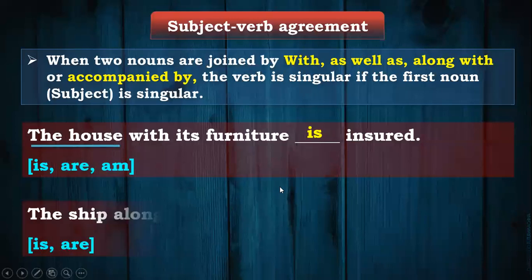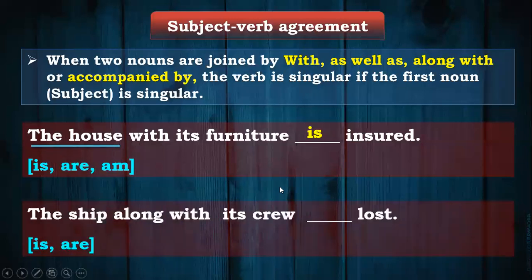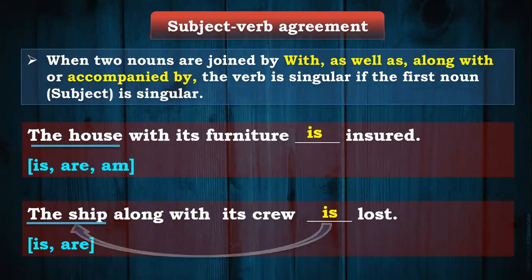Come on, I want everyone to try this one. The ship along with its crew dash lost. Very well. It is. Now you know how to reframe the sentence in your mind. That is, the ship is lost along with its crew. And we are now all going to search for it, isn't it? Let's go someday to search for it, to look for it. Yes, come on, let's go ahead with the next one.